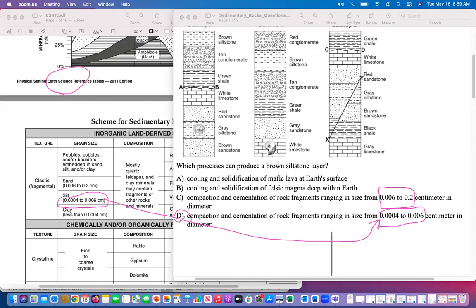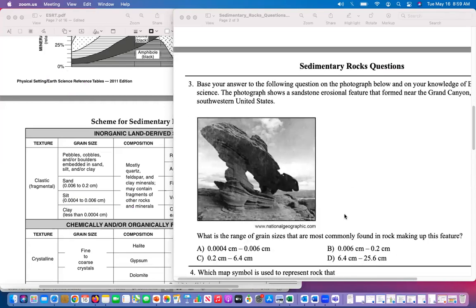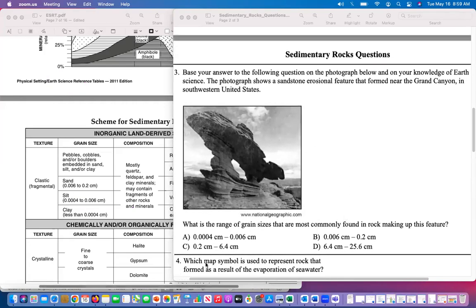All right. Number 3. So number 3, it says base your answer to the following question on the photograph below and on your knowledge of earth science. The photograph shows a sandstone erosional feature that formed near the Grand Canyon in southwestern United States. What is the range of grain sizes that are most commonly found in rock making up this feature?